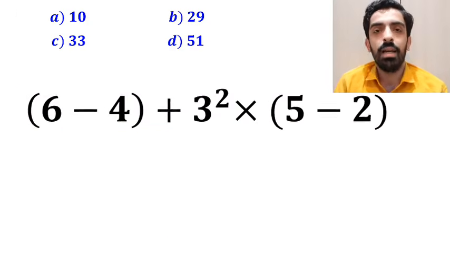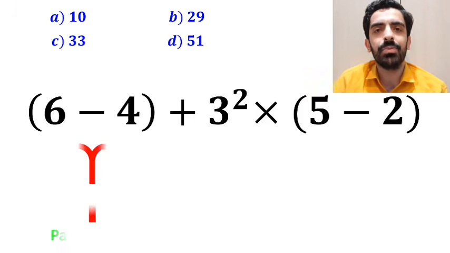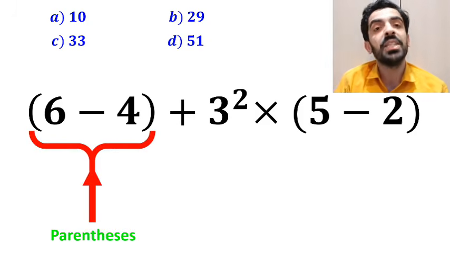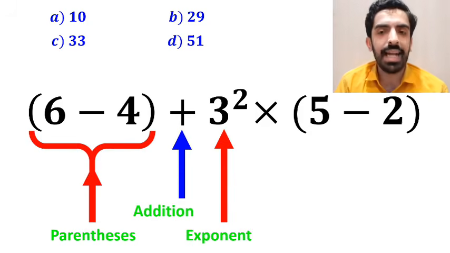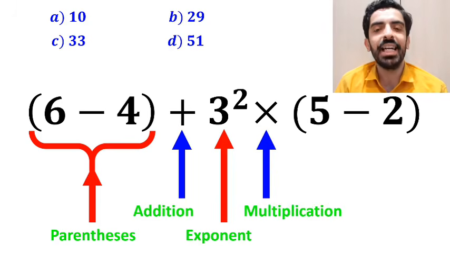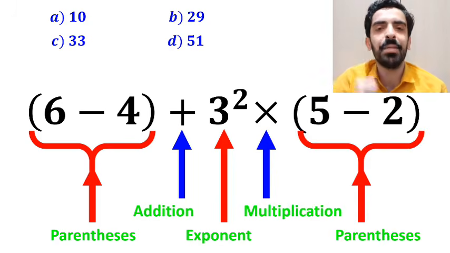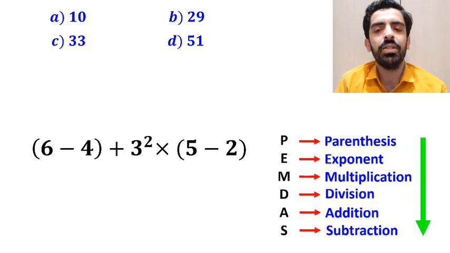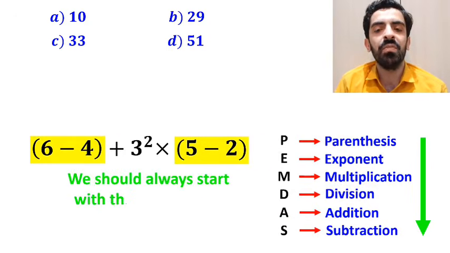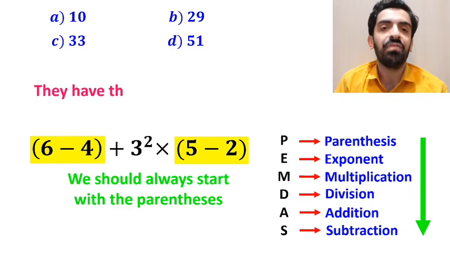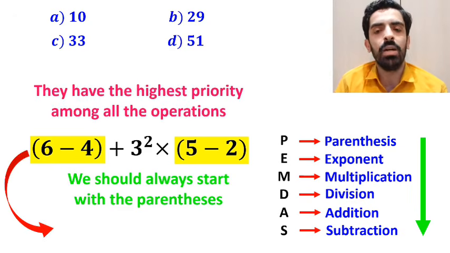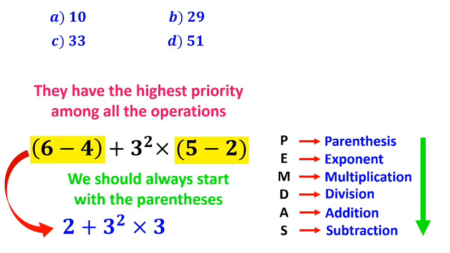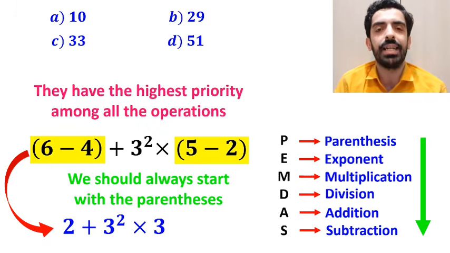It means that we need to perform all the operations exactly in order from top to bottom according to the PEMDAS rule. Okay, as you can see on the screen, in this expression, first we have parentheses, then an addition sign, followed by an exponent, then a multiplication, and finally another parenthesis. According to the PEMDAS rule, we should always start with the parentheses since they have the highest priority among all the operations. So, instead of the original expression, we can rewrite it as 2 + 3² × 3.